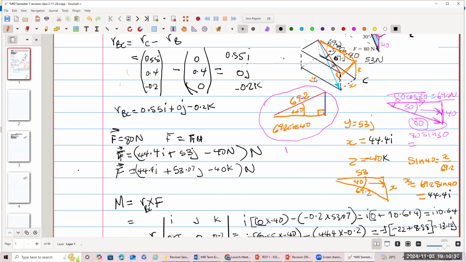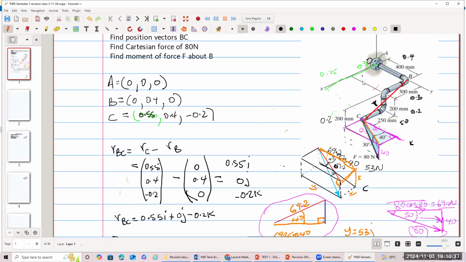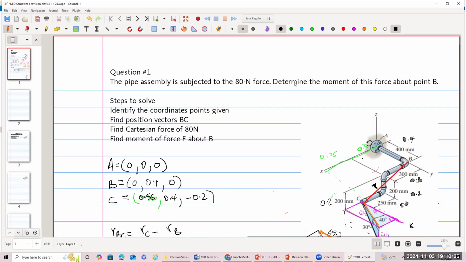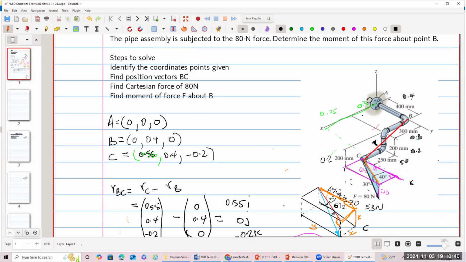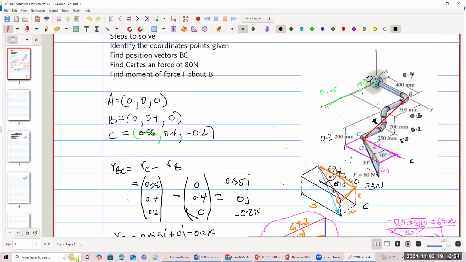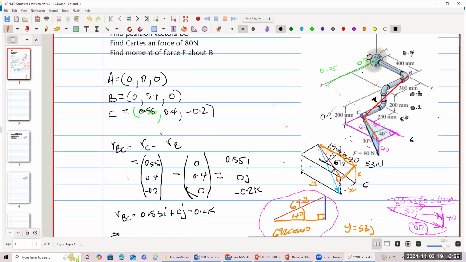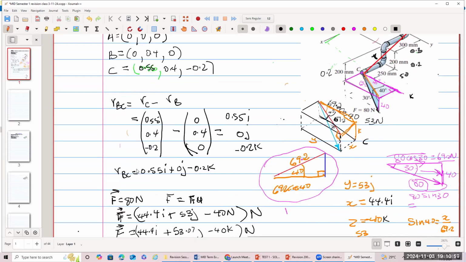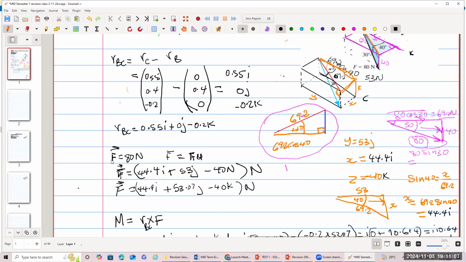So let's review if we have done everything they asked us for. They simply want us to determine the moment of a force about a point, not a line. The point is here. You need to connect and get a line from wherever that point is to the force. That is the first thing you need to do, revision. Then you make sure that the force is in Cartesian format. What we mean by Cartesian format is that it must be in vector format, because 80 is only in scalar format.